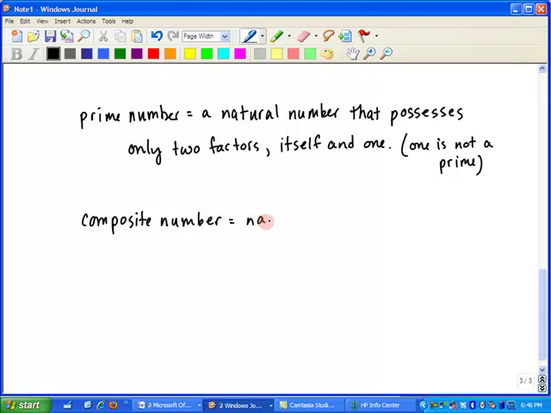is a natural number with more than 2 factors. Okay. So is 1 a composite number? No, because 1 only has 1 factor, okay? So 1 is really just its own number. Everything else, every other natural number is either going to be prime or composite, okay?